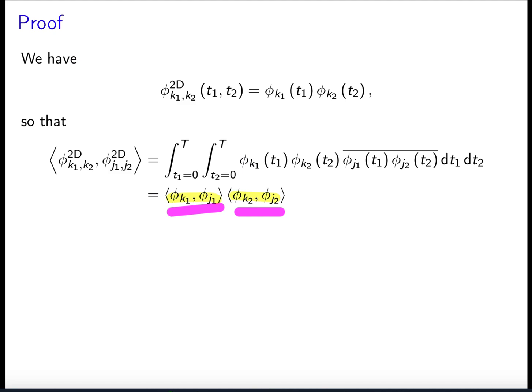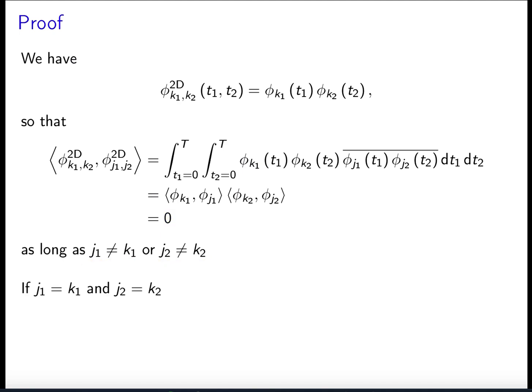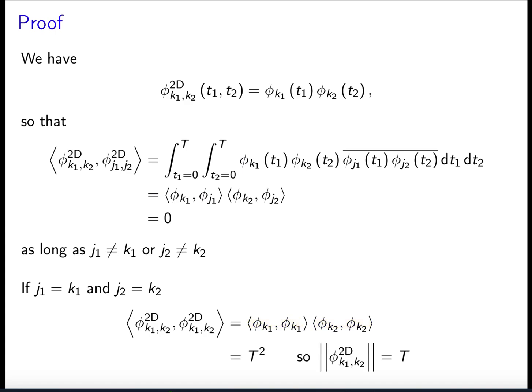Again, we proved this in the video on Fourier series. These continuous complex sinusoids are an orthogonal family when we consider frequencies that are k over t, so some integer divided by t, and they're restricted to the interval 0,t, which is the case here for these 1D components. So this is going to be 0 as long as they're not the same. If they happen to be the same, then each of these, if you remember, is equal to t, so we get t squared here.